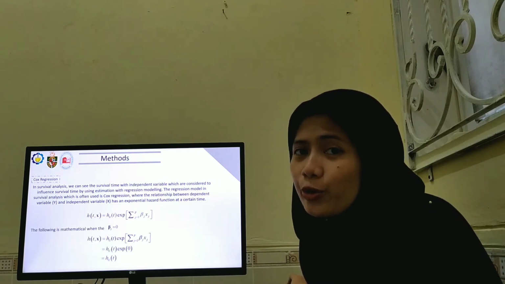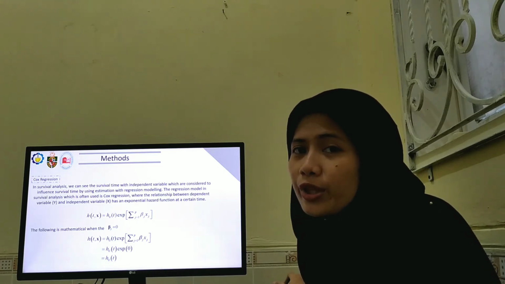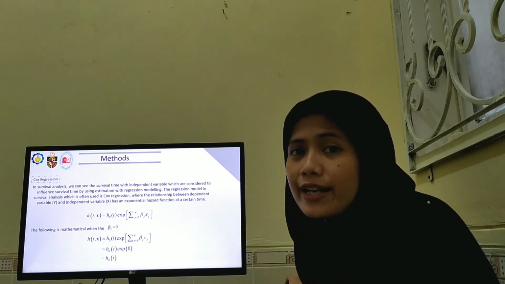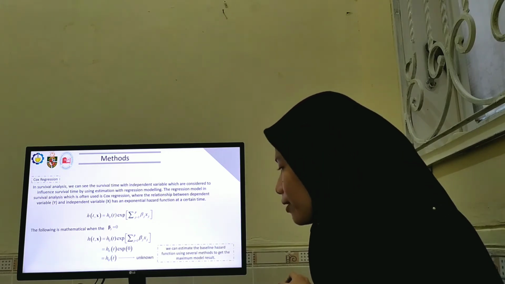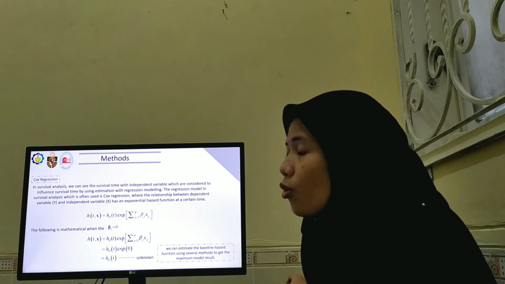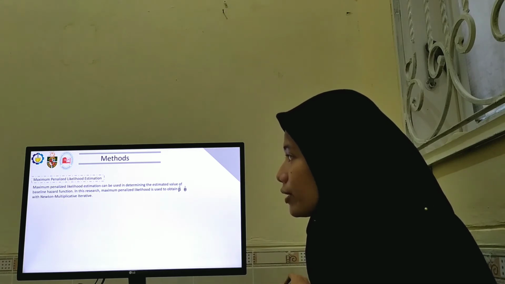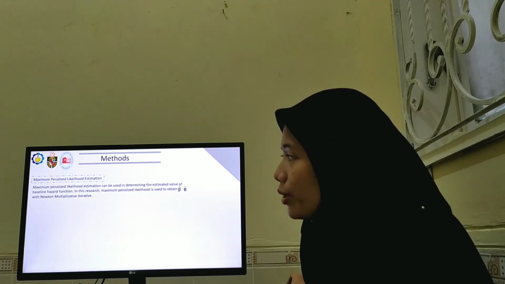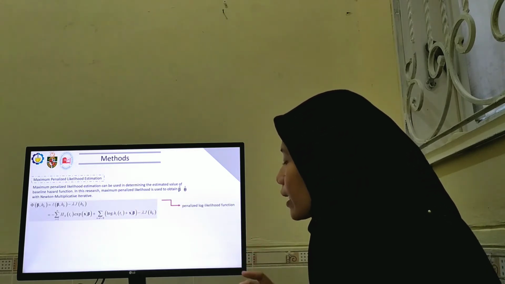When beta is equal to 0, then the hazard function will be equal to the baseline hazard function. But in Cox regression, the baseline hazard function is unknown. But we can estimate the baseline hazard function using several methods to get the maximum model result. One of the estimation methods is maximum penalized likelihood. In this research, maximum penalized likelihood is used to obtain the estimates of beta and theta with Newton-Raphson and multiplicative iterative iteration. Here is the penalized log likelihood function.